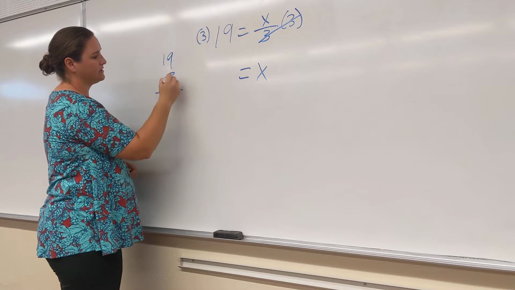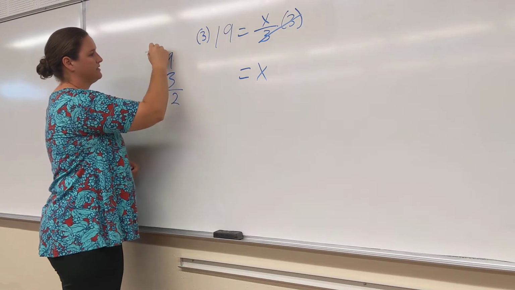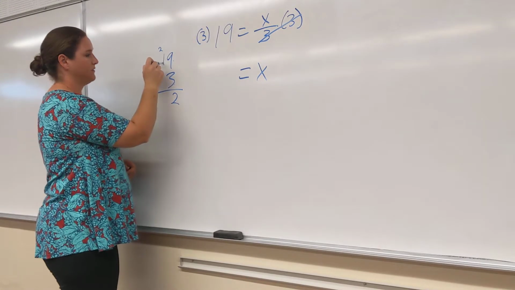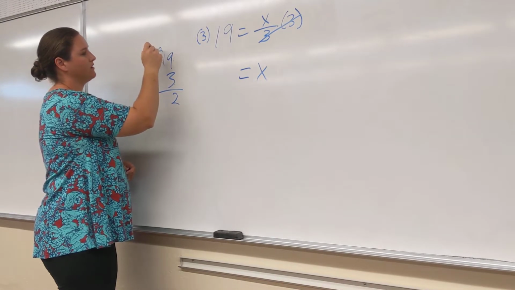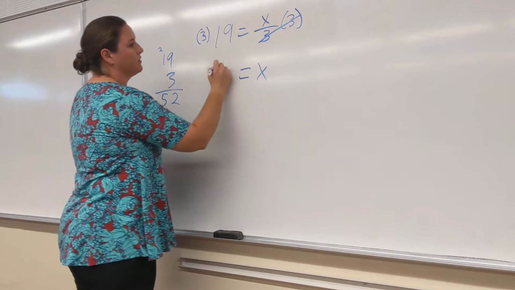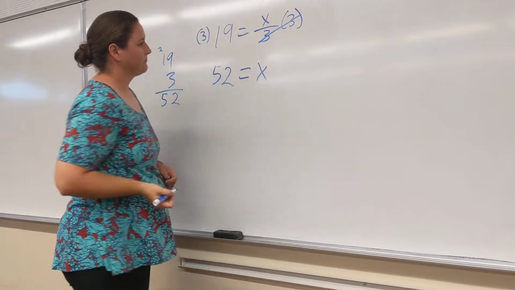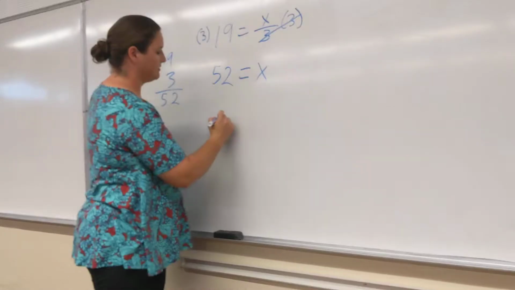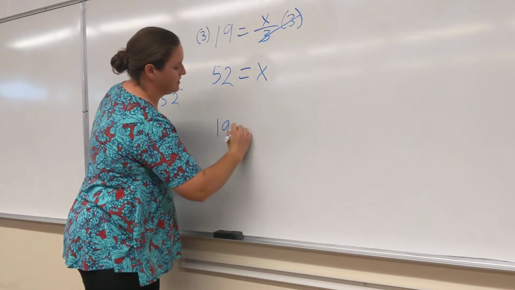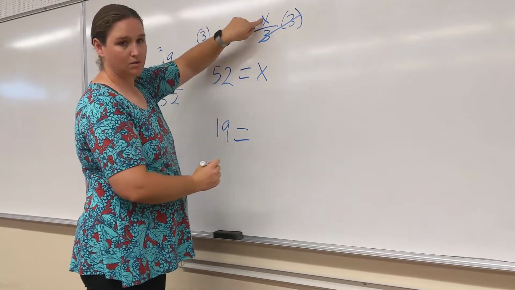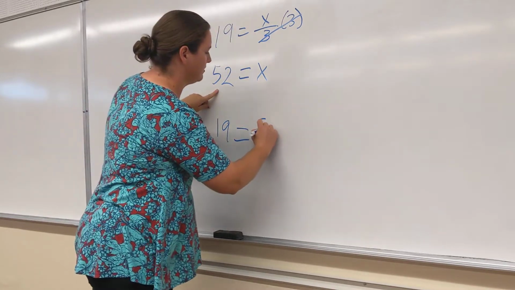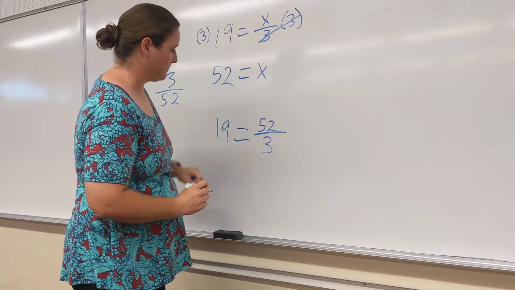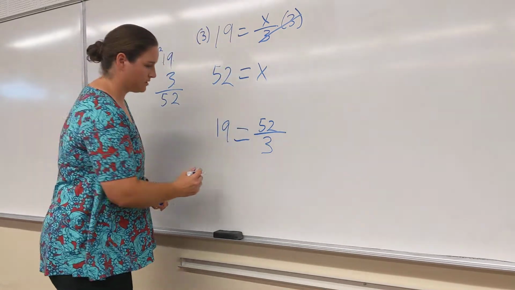9 times 3, 27. Carry our 2 up here. 3 times 1 is 3 plus our 2, 5. So 57. X equals 57. So let's check. We got our 19 equals, we're subbing in our 57, divided by 3. Does it work?